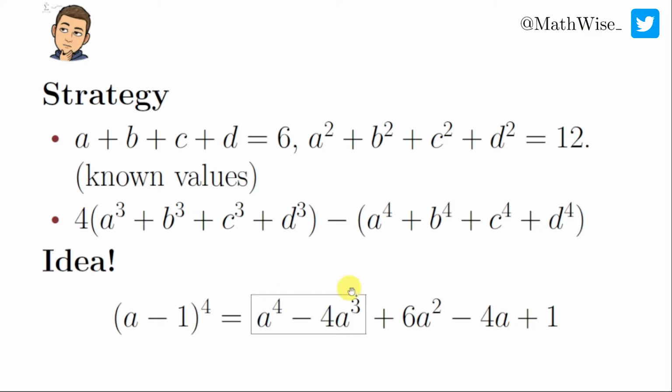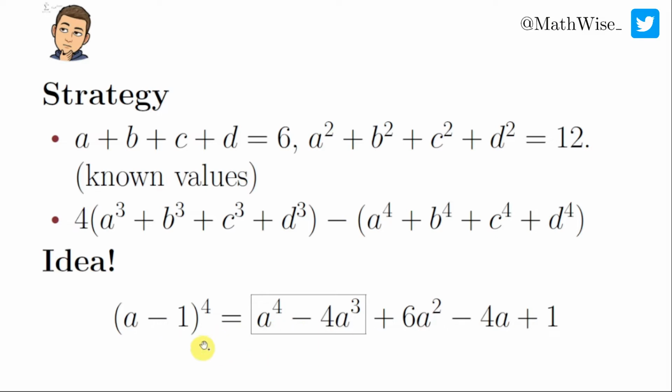And if we take this minus here, minus of this, we have 4 times a cubed minus a to the power of 4. This is just for one variable, that is variable a. And then we have here a squared and then also a. And we have a squared here and a here. Now this is just for one variable, that is a.